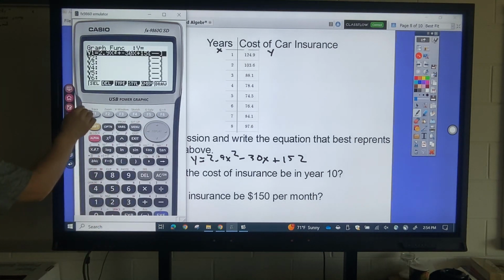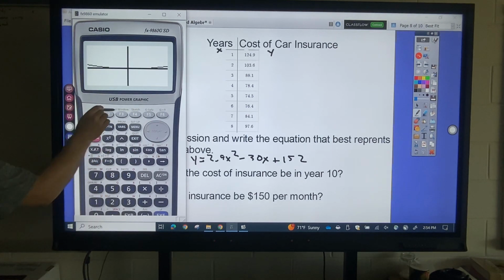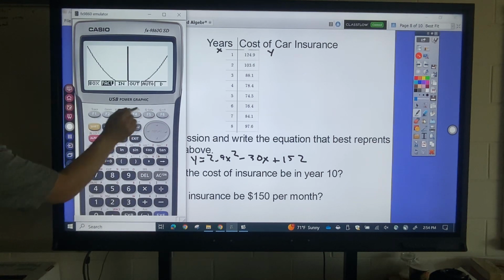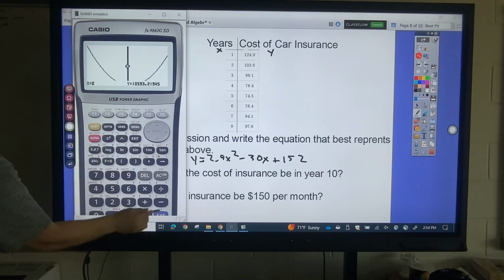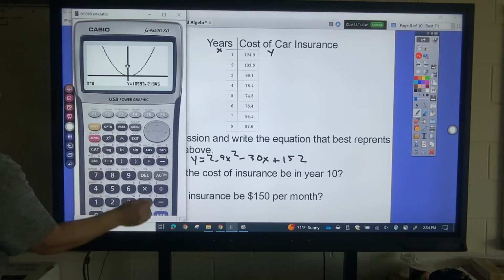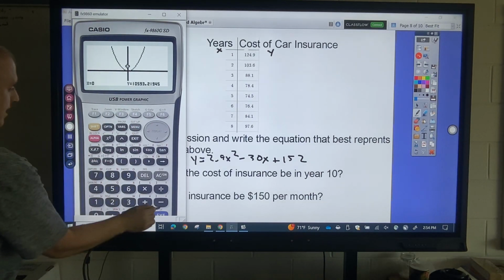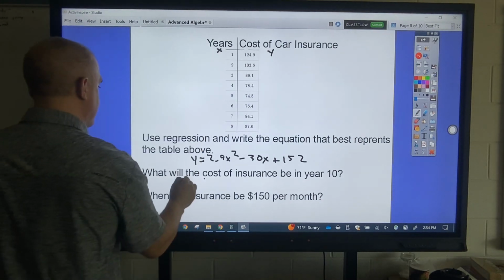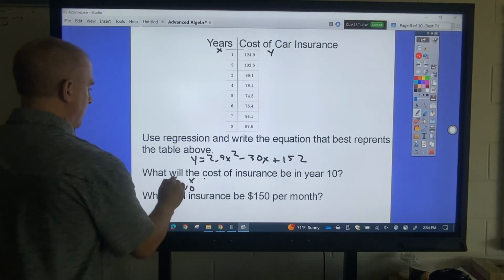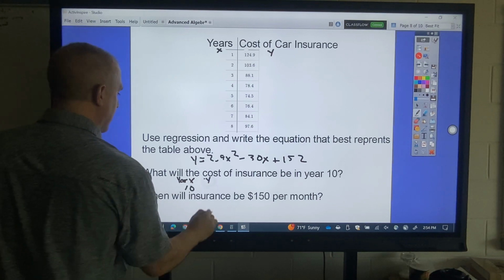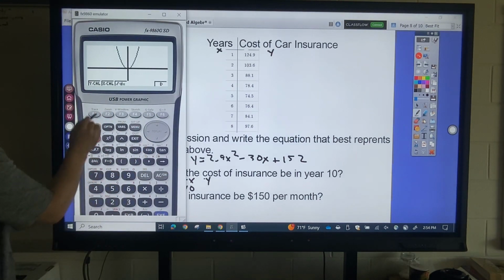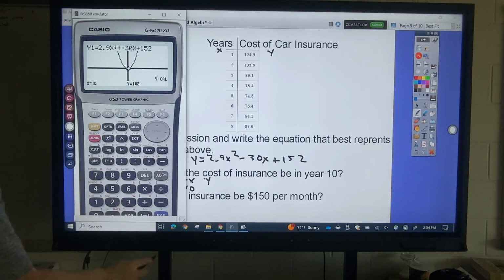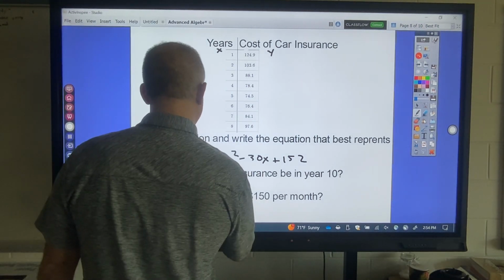Hit select. I'm going to draw. Zoom auto, then zoom out, execute, zoom out, execute, zoom out, execute. Now it says, what will the car insurance be by year 10? Well, 10 is X for year, so we're going to calculate the Y. So G-solve, Y cal, and we're going to put in 10. And that's going to be $142.